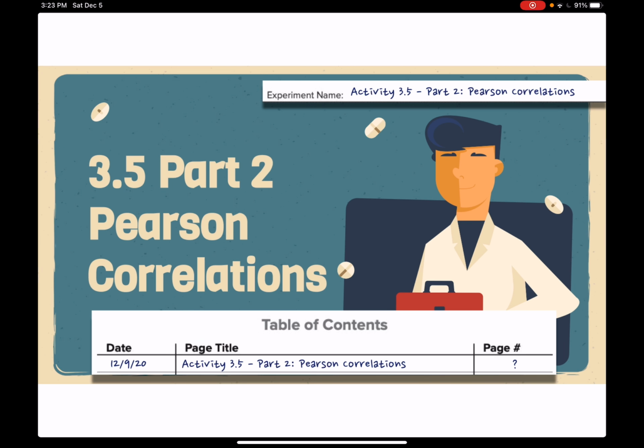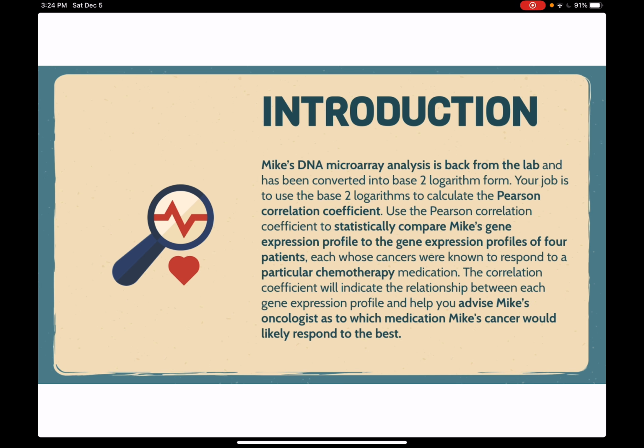Mike's DNA microarray analysis is back from the lab and has been converted into base 2 logarithm form. You're welcome. Your job is to use the base 2 logarithms to calculate the Pearson correlation coefficient. Use the Pearson correlation coefficient to statistically compare Mike's gene expression profile to the gene expression profiles of 4 patients, each whose cancers were known to respond to a particular chemotherapy medication. The correlation coefficient will indicate the relationship between each gene expression profile and help you advise Mike's oncologist as to which medication Mike's cancer would likely respond to the best.